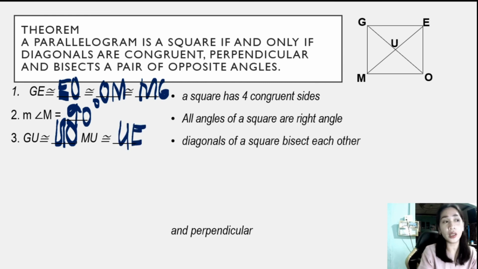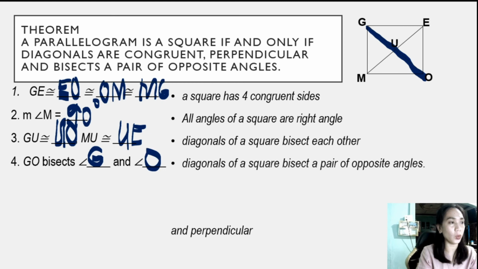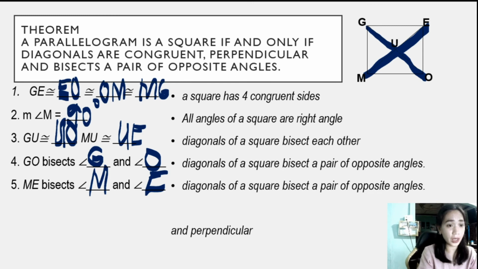Okay? The reason: the diagonals of a square bisect each other. Binisect nila isa't isa, so therefore, they are equal. Next, you have the diagonal GO. This diagonal bisects angle G and angle O. And you have ME, another diagonal, which bisects angle M and angle E. The reason: the diagonals of a square bisect a pair of opposite angles.